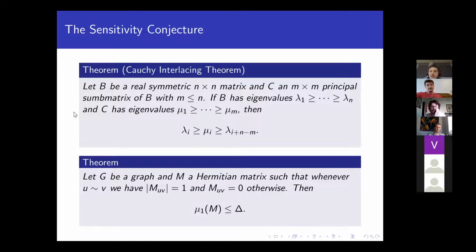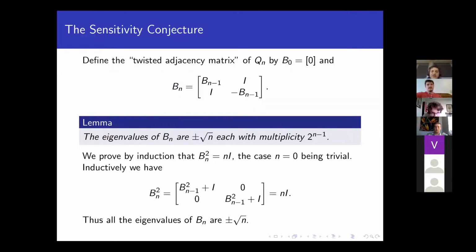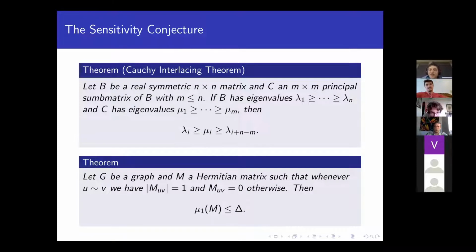And the last result we need is this thing that I stated near the beginning of the talk, which is if you have something that looks like an adjacency matrix, then its largest eigenvalue is going to be at most the maximum degree of the graph we're looking at, right? And literally these two lemmas and this one here are all we need, and now we can prove the sensitivity conjecture.